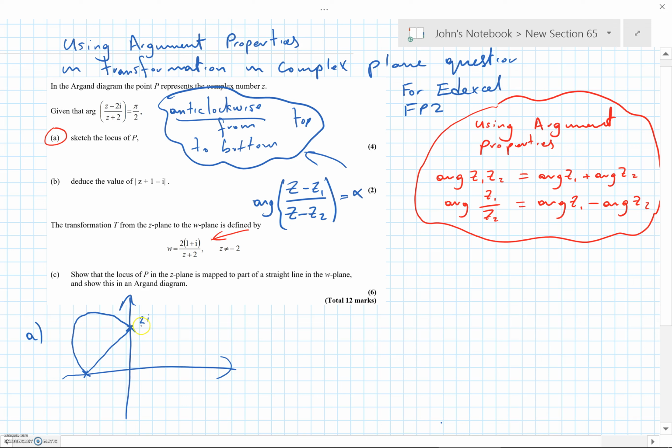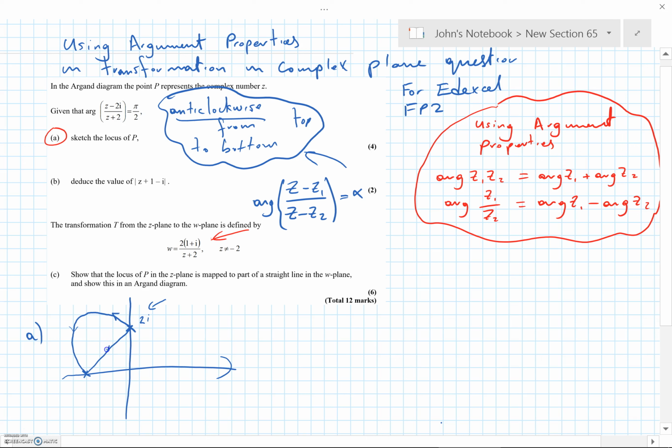I knew it was going that way because it's anti-clockwise from the top to bottom. So the top one was 2i. You can see there the arrow that I'm going around is anti-clockwise. So that means that's the given loci. So that's it, nice easy 4 marks for the first part.